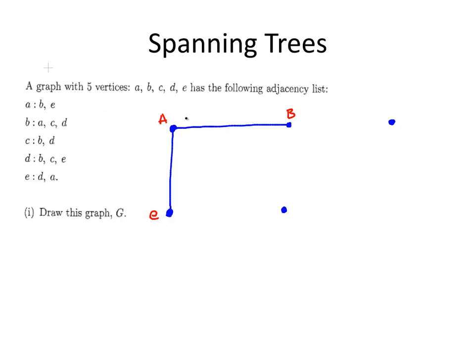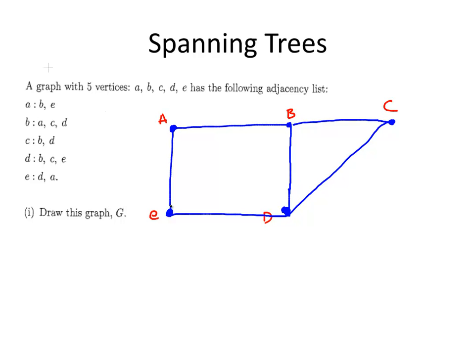So that's A and B. B is connected to A, C, and D. So I'm going to draw D down here, and I'm going to draw C over here. C, and just draw that in properly. That's D down there. Next one is C is connected to B and D, so just connect that up there. And finally, D is connected to B, C, and E. So we just have to connect it to E over there. And finally, E is connected to D and A. So that's the graph done.